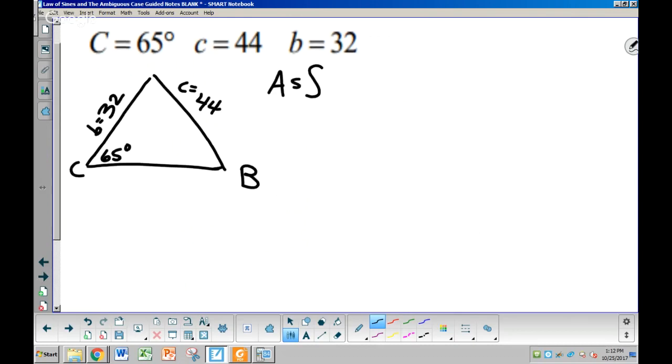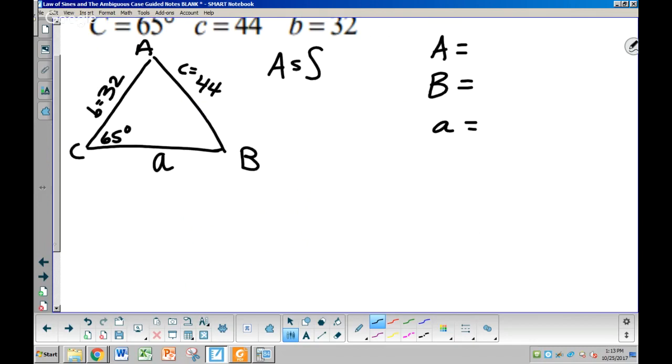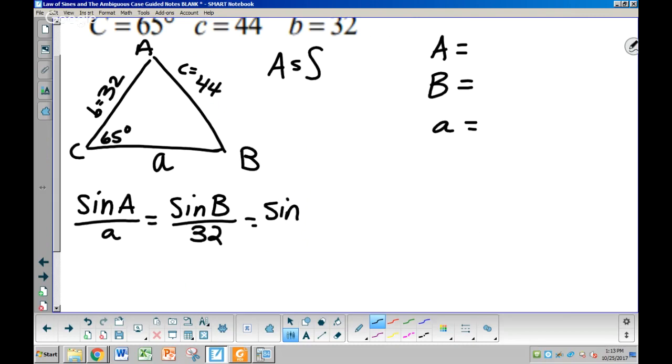All right, but we're going to set up the law of sines. Now, what do we need to find here? This is A. We need angle A. What else do we need? Angle B. And little side A. All right, so we set up the law of sines with the information we were given. We get the sine of A over little a equals the sine of B over 32 equals the sine of 65 degrees over 44. What's my go-to ratio? It's a C ratio, you're right.